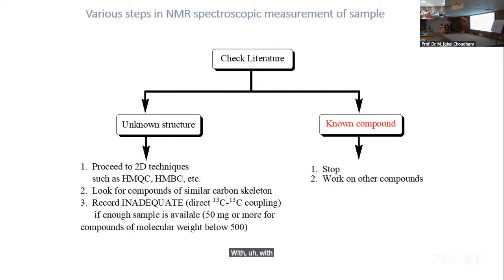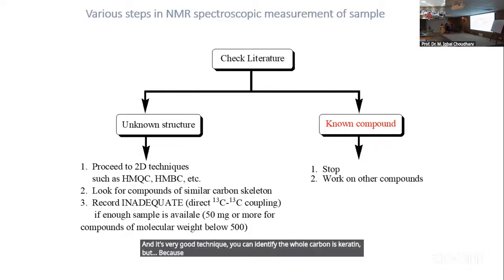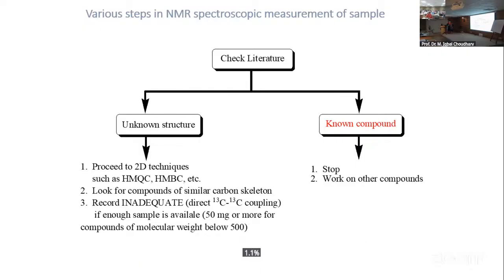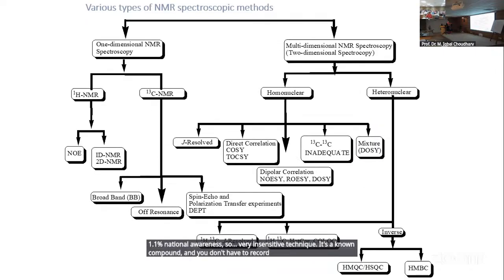With higher solubility, you can maybe reach 20 or 30 milligrams. But even if you have 1 gram of the compound, you cannot dissolve it in 0.5 ml, so you have that limitation. And it's a very good technique. You can identify the whole carbon skeleton, but because of C13, with its 1.1% natural abundance, it's a very insensitive technique. If it's a known compound, you don't have to record the 2D spectrum for sure.